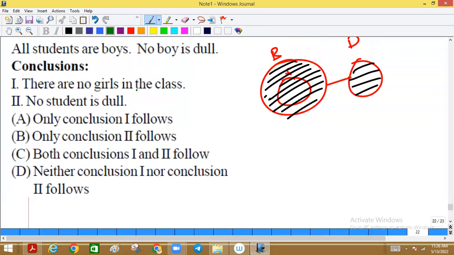He's saying that all students are boys. Who said that students include both boys and girls? Did the statement say that? No, no. Then how are you taking it? So this is completely wrong. That's it.